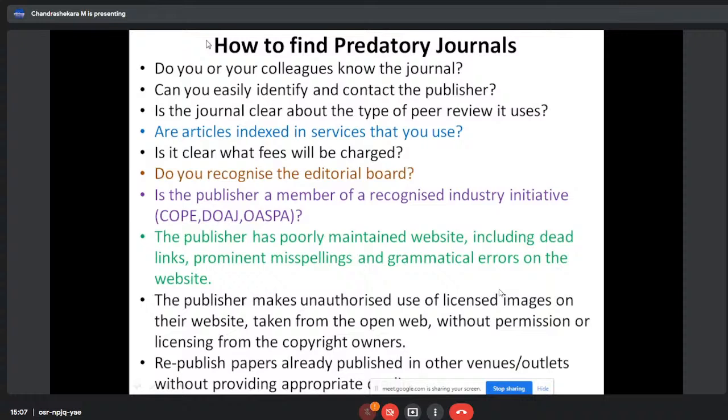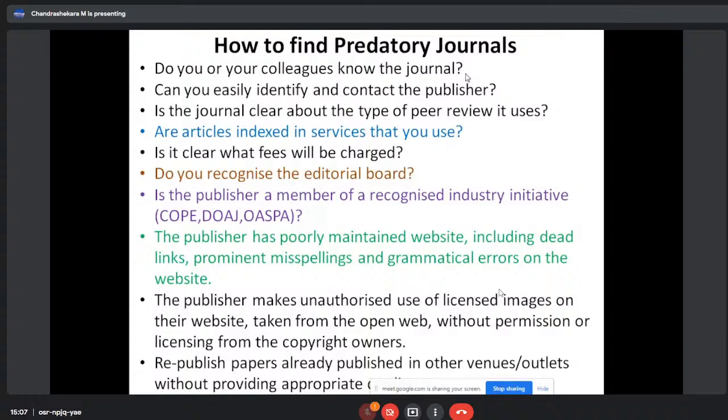How to manage, sir? Do you or your colleagues know the journal? You have to discuss with your colleagues whether this is a good, reputed journal or not. Can you easily identify and contact the publisher? Is the journal clear about the type of peer review it uses? Are they using a proper peer review process? Are articles indexed in services that you use?